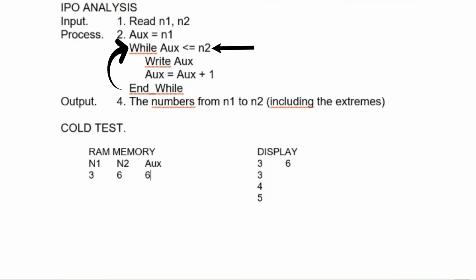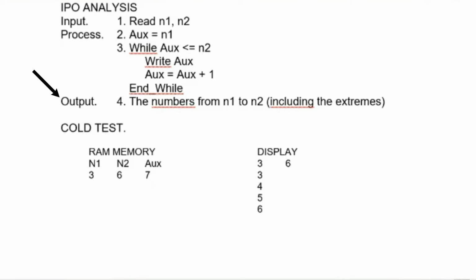Okay? And end while. So we go to the while instruction. While aux less or equal than N2. That means while 6 is less or equal than 6. The answer is true. So write aux, write 6, and then aux is equal to aux plus 1. So 6 plus 1 is 7. And while, we go to the while instruction. While aux is less or equal than N2, 7 is less or equal than 6, that is false.